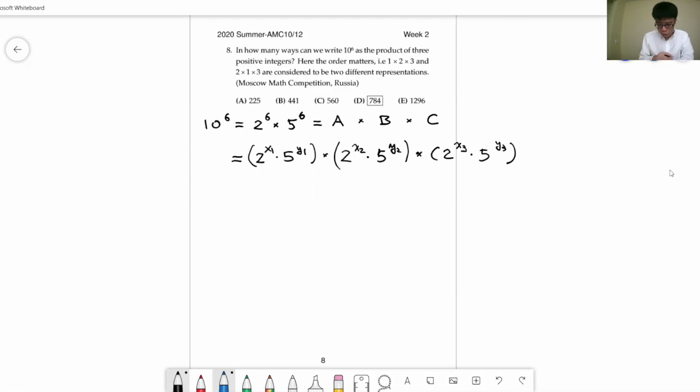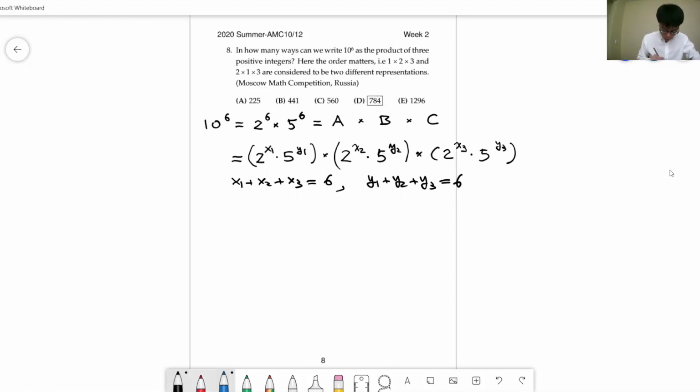And in order to have this equation, we must have x1 plus x2 plus x3 equals 6, and also y1 plus y2 plus y3 equals 6. So the question is reduced to finding how many ways we can find these integers x1, x2, x3, y1, y2, y3. And these are non-negative integers, right? It could be 0, could be 1, could be at most 6. We have a standard method to solve such number of solutions problems. They are basically equal.